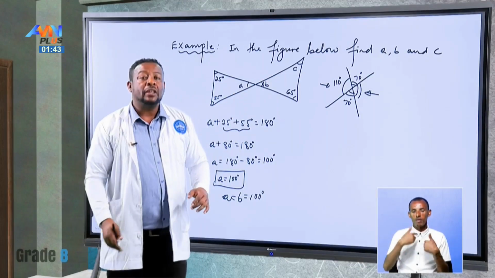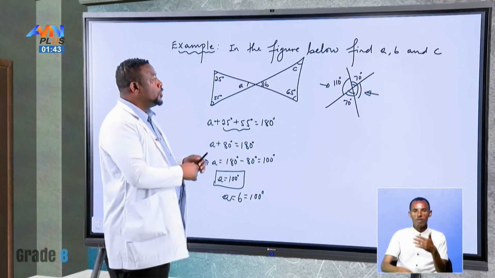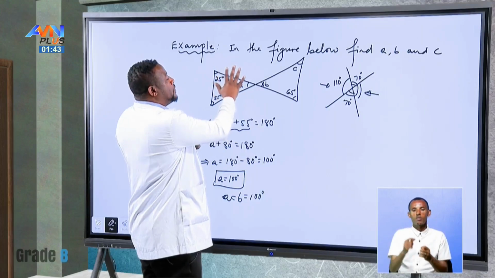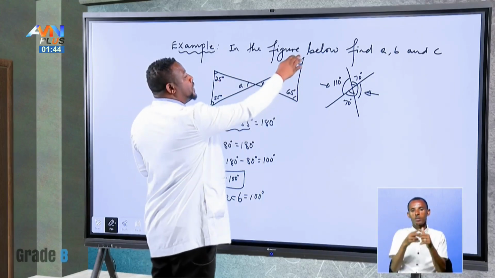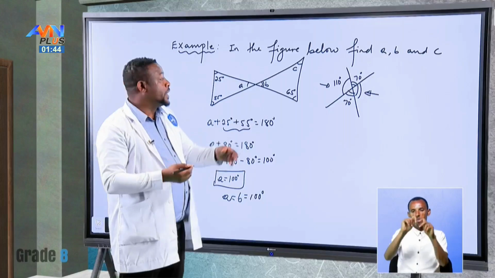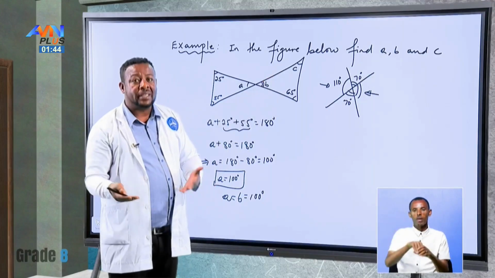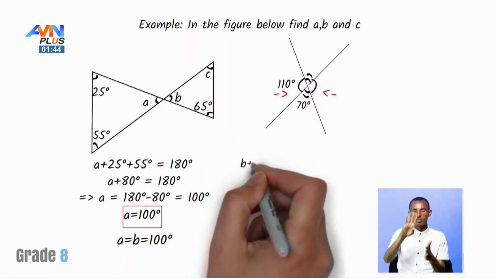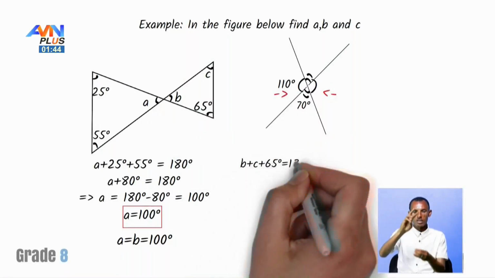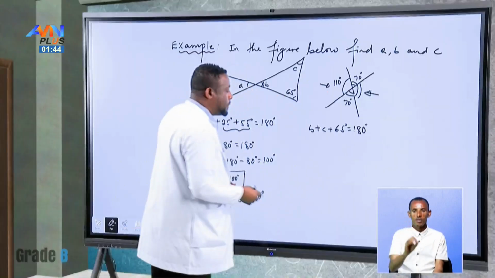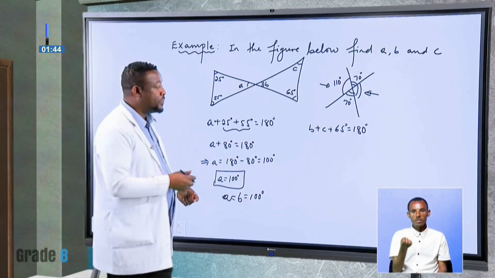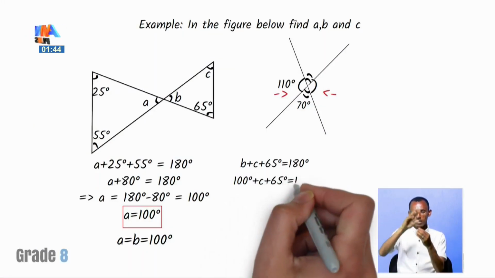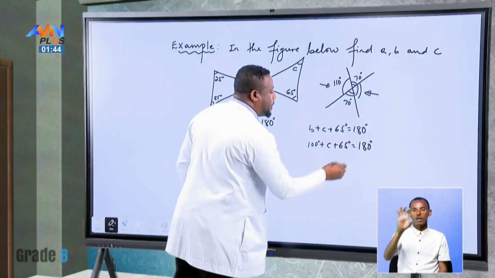C. To calculate the value of C, ignore the first triangle from the figure, forget this part, and consider only this part of the triangle. The sum of these interior angles must give 180 degrees. That means B plus C plus 65 is 180 degrees, but B is already known. B is 100, so 100 degrees plus C plus 65 degrees is equal to 180 degrees.